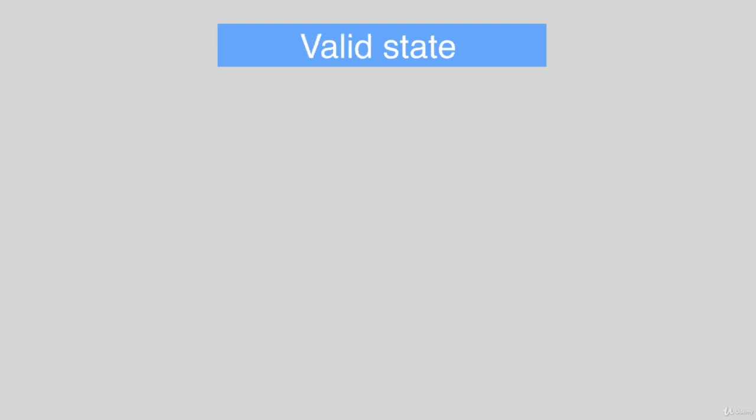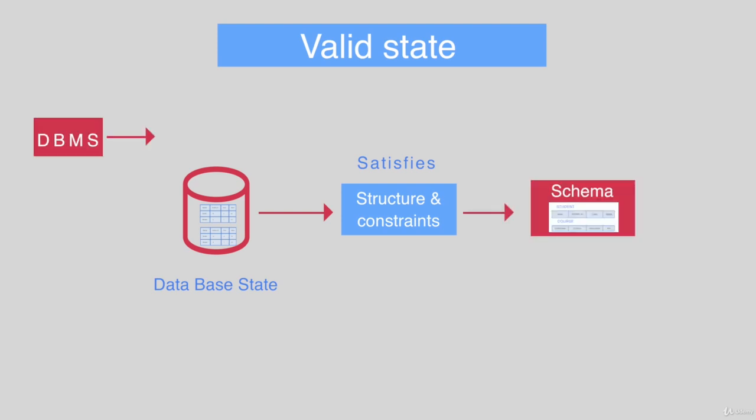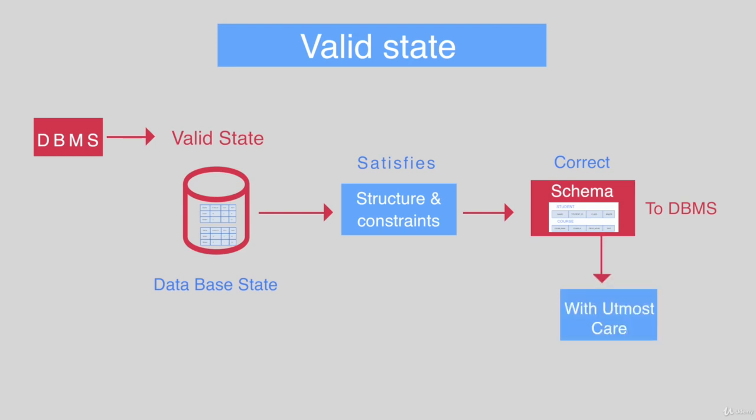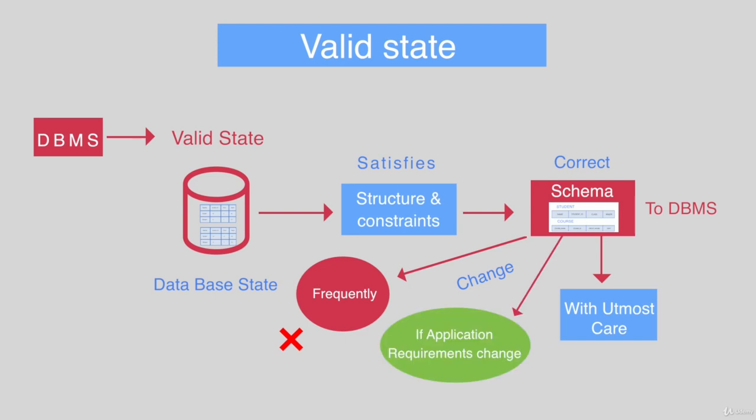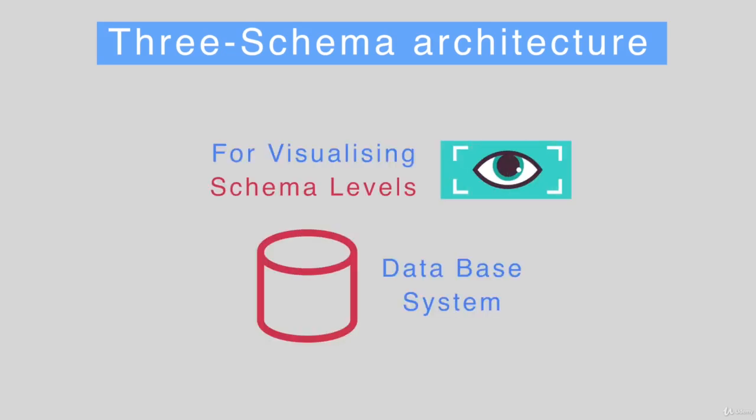Valid state. It is a database state that satisfies the structure and constraints specified in the schema. The DBMS is responsible for ensuring this valid state. Specifying a correct schema to the DBMS is extremely important, so the schema must be designed with utmost care. The schema should not change frequently, but it can be changed if the application requirements change, which is called schema evolution.